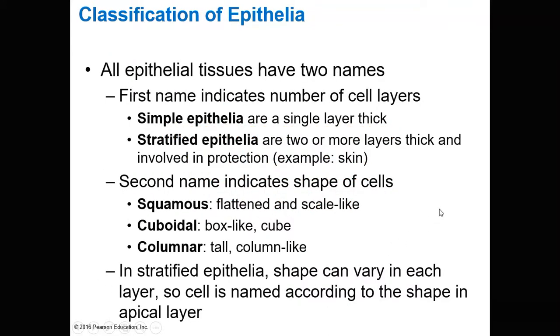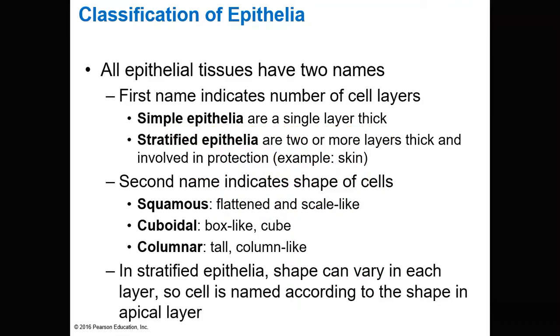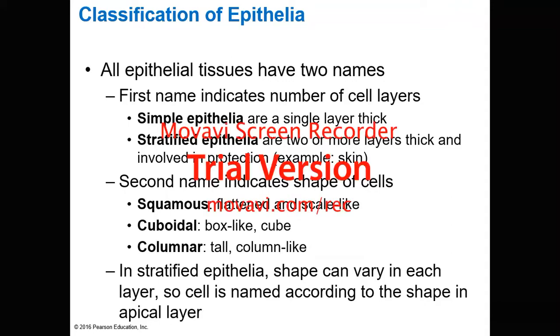So when naming epithelium, you've got to focus on two names essentially. You have the first name, which is going to indicate the number of cell layers. If it's a single layer, you're going to call it simple. If it's two or more layers, it's going to be called stratified. So simple, single layer; stratified, two or more layers.